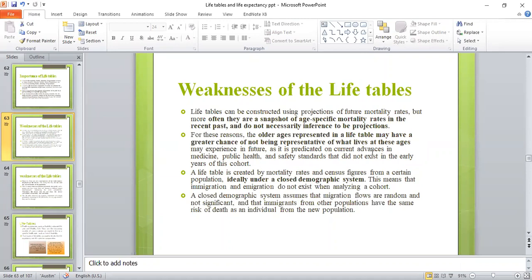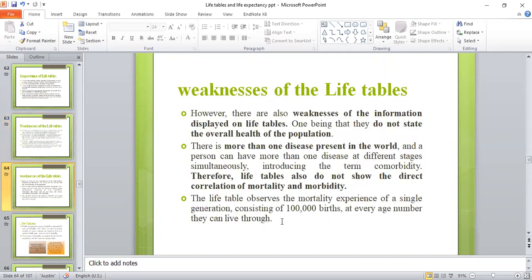So it is predicated on current advances in medicine, public health, and safety standards that did not exist in the early years of the cohort. A life table is constructed from mortality rates and census figures from a certain population, ideally under a closed demographic system. This means that immigration does not exist when analyzing a cohort. A closed demographic system assumes that migration flows at random and is not significant, and that immigrants from other populations have the same risk of death as an individual from the new population, and it is difficult to maintain a closed demographic system.